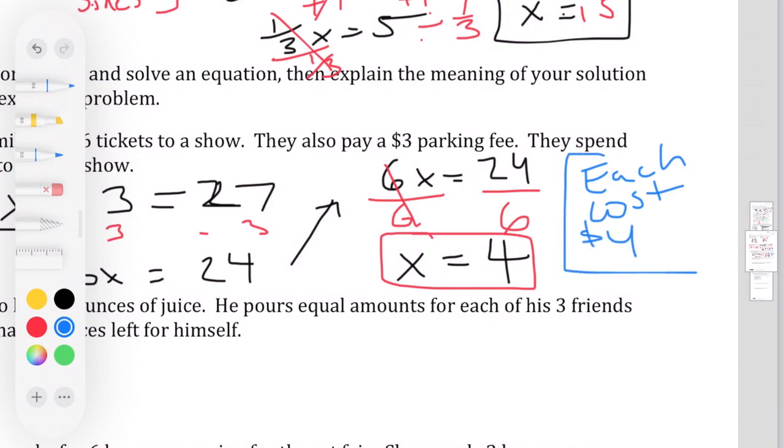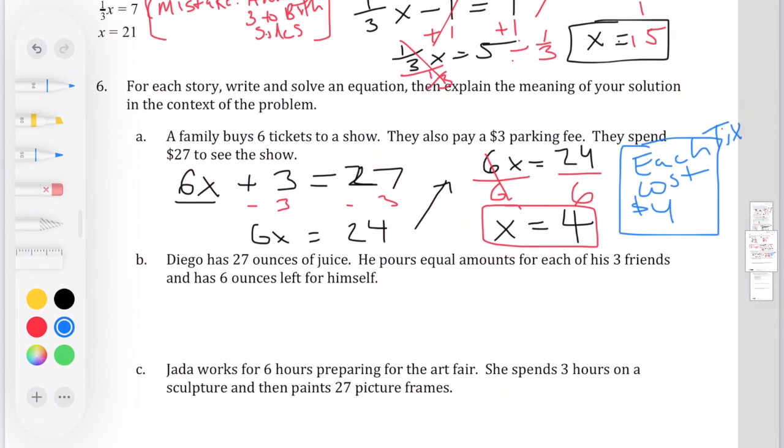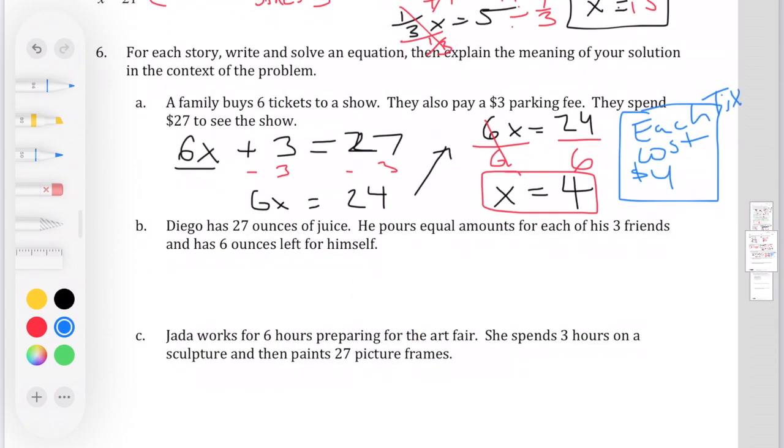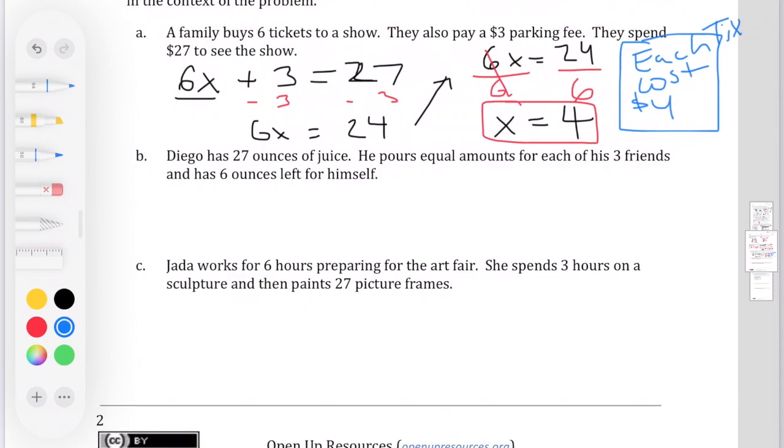So just being able to say each ticket cost $4 is a big part of applying our math into a real story. Let's go ahead and look at letter B. We have 27 ounces of juice in total. He pours them out for 3 friends and he has 6 ounces for himself. So we need to figure out how much he pours for himself.